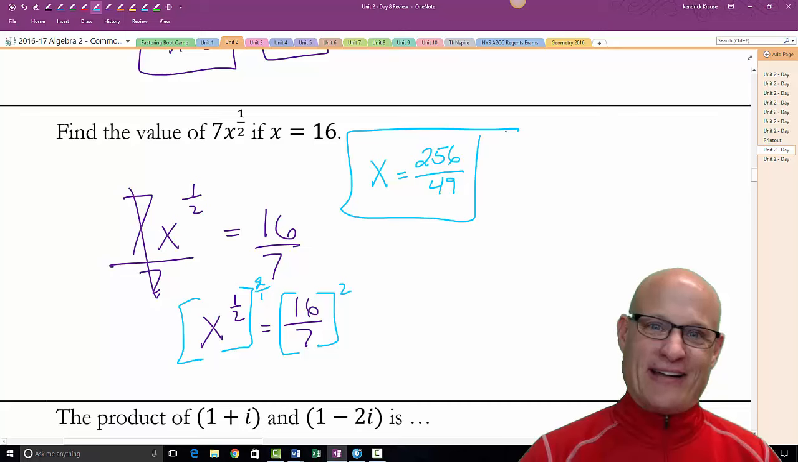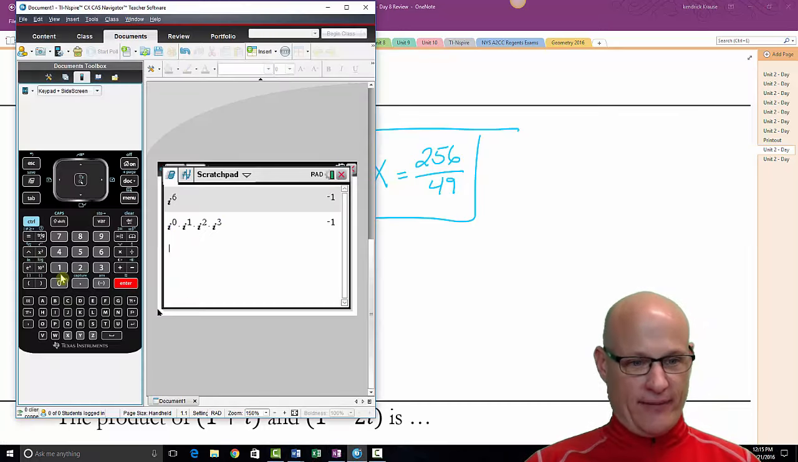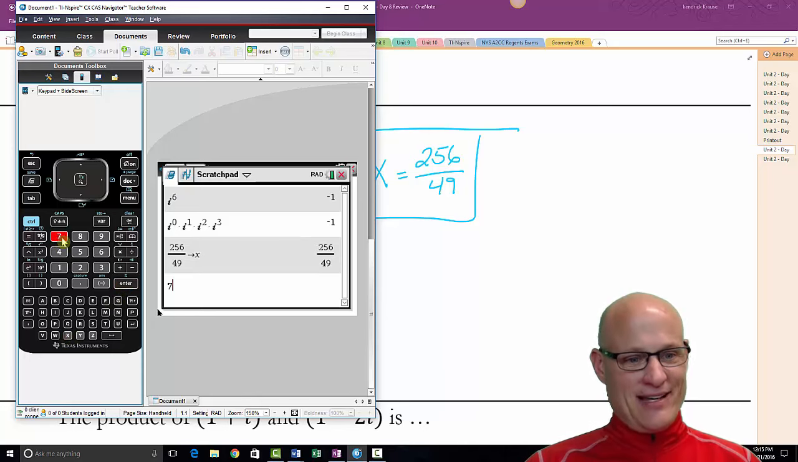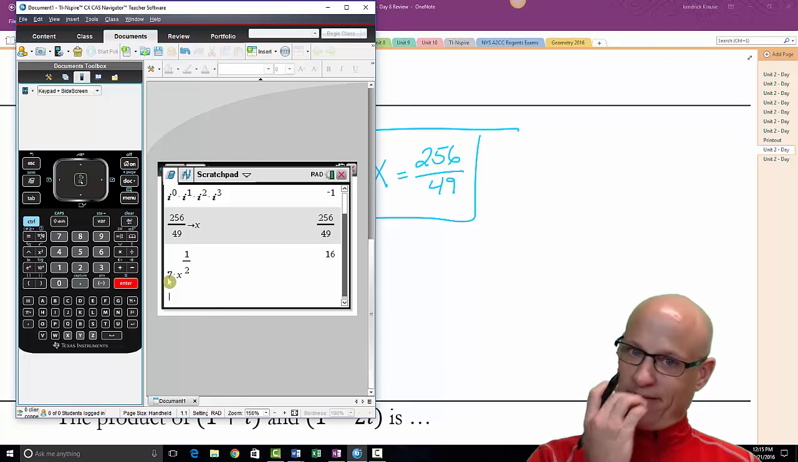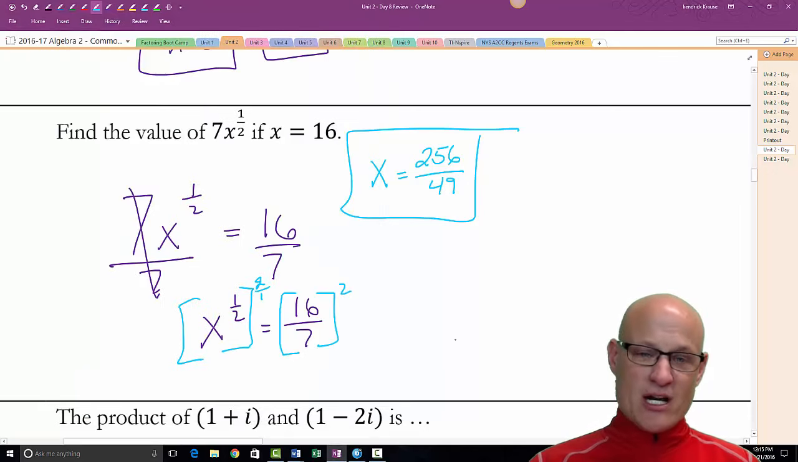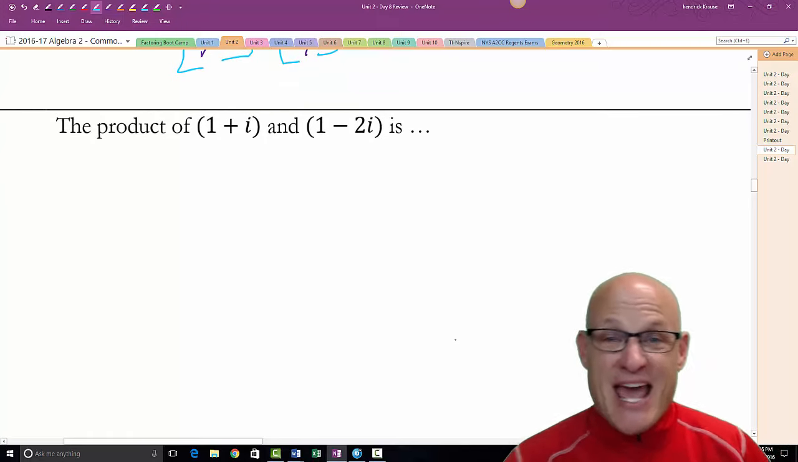No way that's right. Not going to believe it. All right, I'll check it. 256 divided by 49, control var x, enter. 7 times x raised to the 1 divided by 2 is, oh, look at that, it's 16. That's so weird. It works!